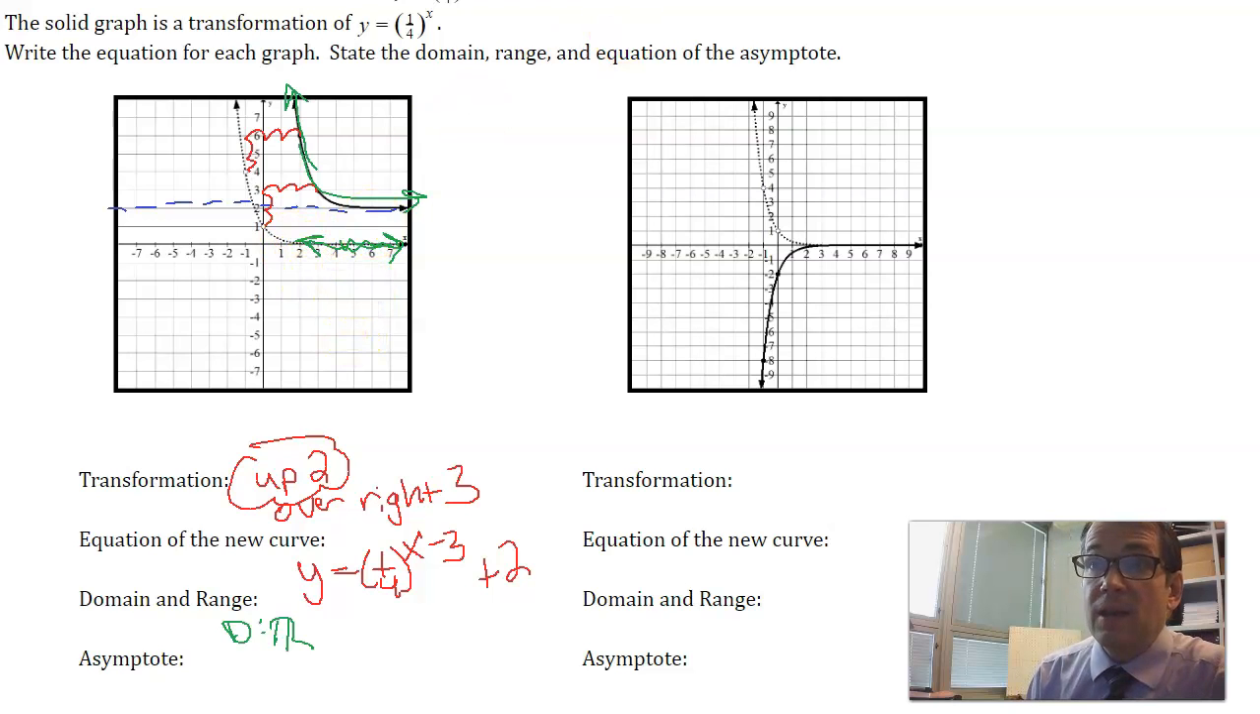And the range, I'm going to go up forever. And as the graph goes down, it swoops down towards this value of 2. But it never quite reaches that 2. So it's like an open circle on the 2 and then everything up above. So my range is going to be y bigger than 2. And the asymptote is a flat line at 2. So it's y equals 2 for the asymptote.